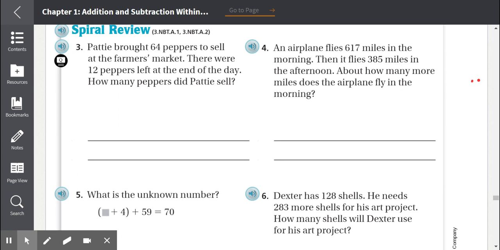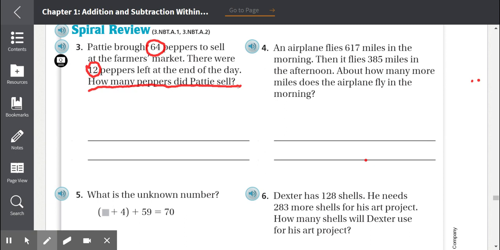Number 3. Patty bought 64 peppers to sell at the farmer's market. There were 12 peppers left at the end of the day. How many peppers did Patty sell? So she brought 64 peppers, our important number, and there were 12 peppers left. Now our question says, how many peppers did Patty sell?